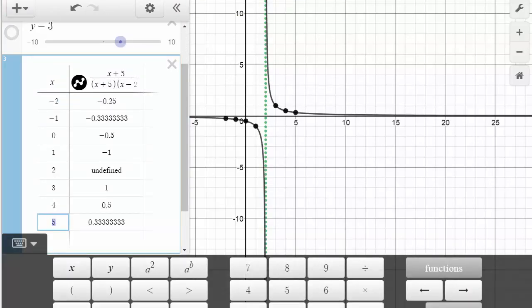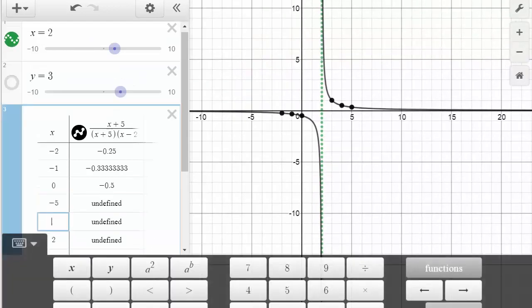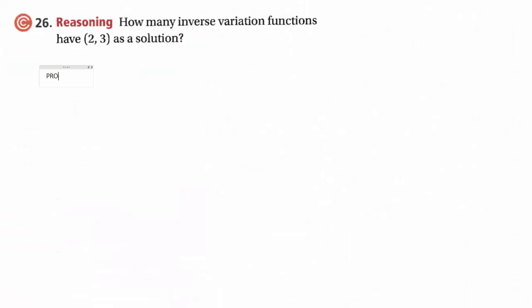Now I'm going to find the hole in the table. It's just a little easier to do. So if I plug in -5 into the table, notice how it gives me a value of undefined, and we can see there's no asymptote there.